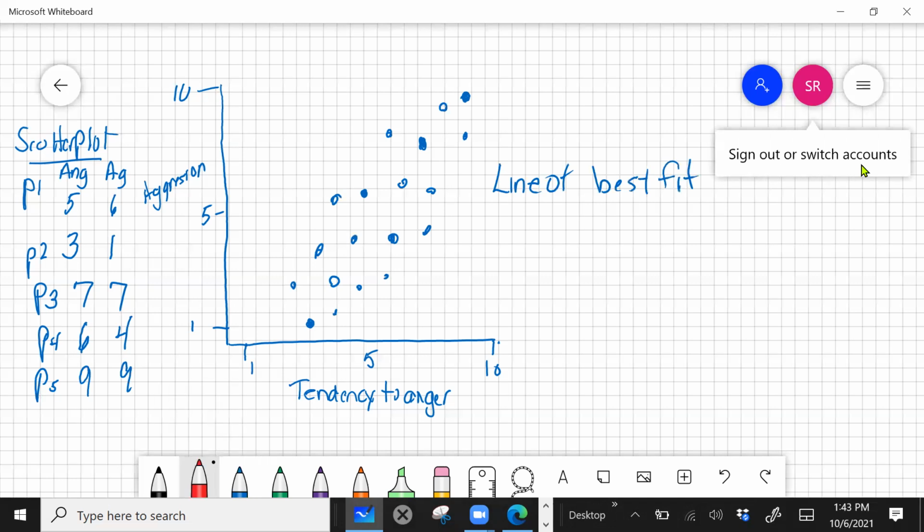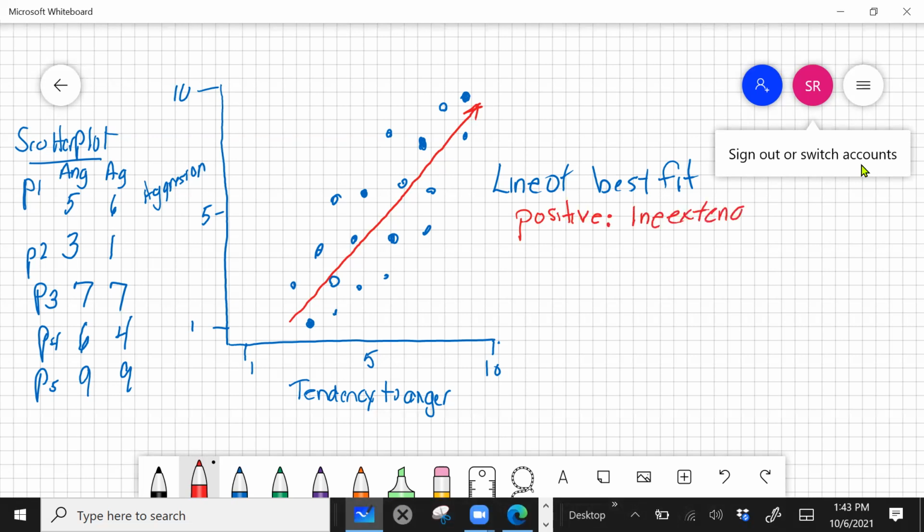Which is the line that is nearest to the greatest number of points. I'm approximating where it was. If the line goes in an upward direction, it is a positive relationship. That means that as one variable increases, the other increases. So we can tell on the scatter plot the direction of the relationship. Positive relationship, the line extends upward.